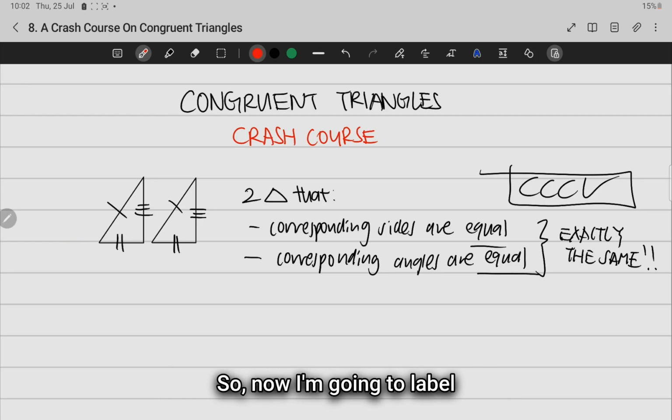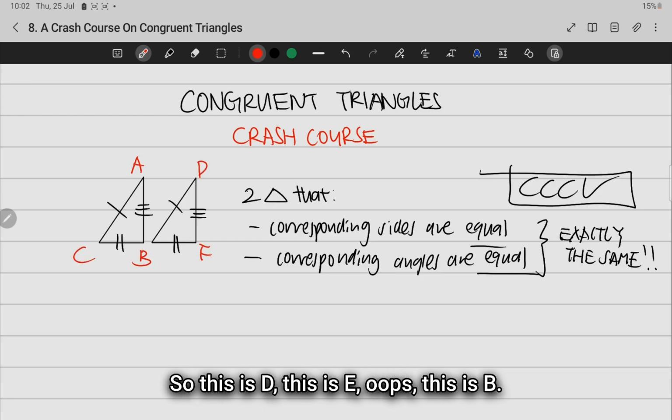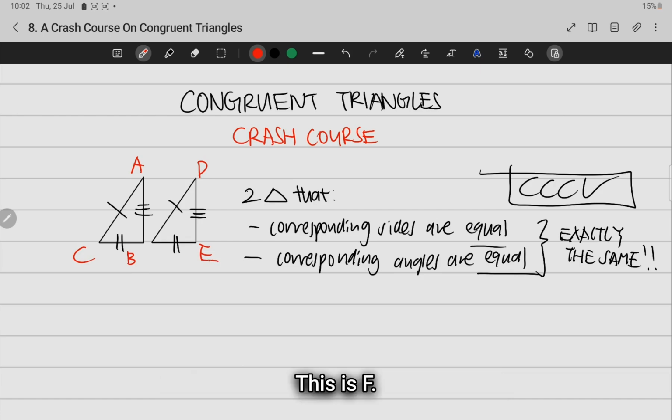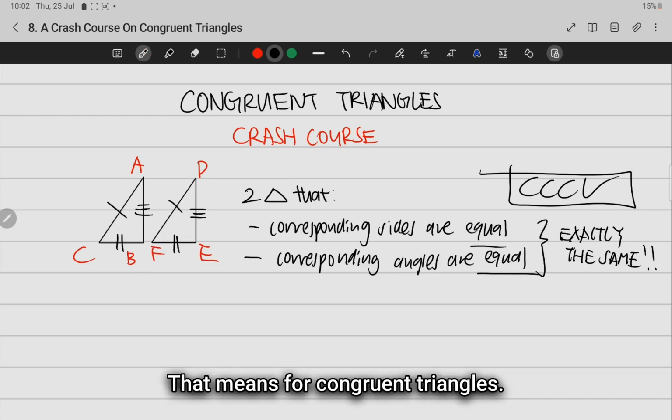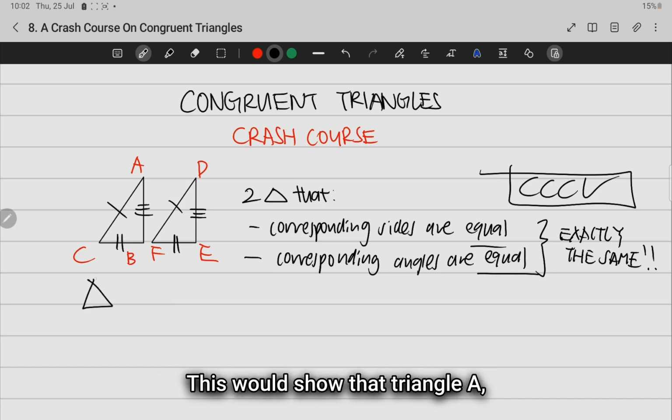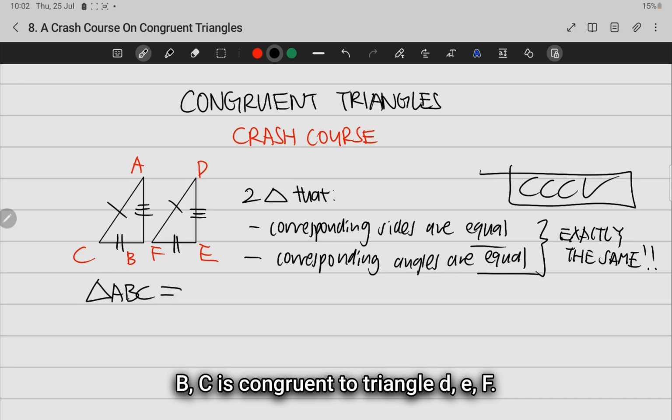So now I'm going to label the vertices of the triangles. Okay, this is A, this is B, this is C. So this is D, this is E, this is F. That means for congruent triangles, this would show that triangle ABC is congruent to triangle DEF.